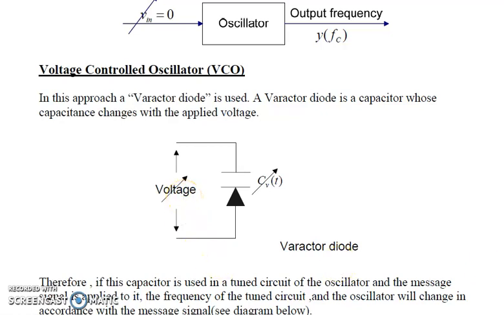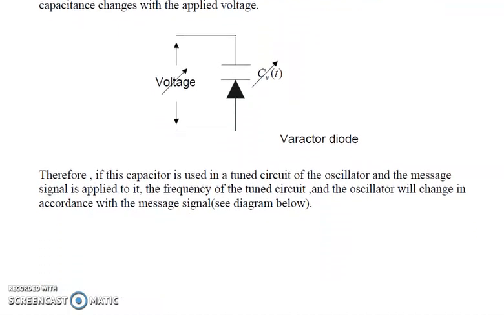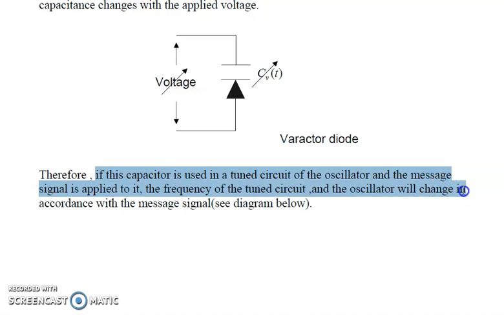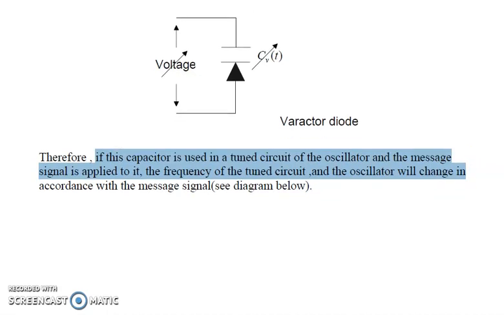So the varactor diode can be used for generating different frequencies. If this capacitor is used in a tuned circuit of the oscillator and the message signal is applied to it, the frequency of the tuned circuit and the oscillator will change in accordance with the message signal. So if this varactor diode is used in an oscillator circuit, then we will be able to get the wide band FM. And in wide band FM, we receive a large frequency deviation.